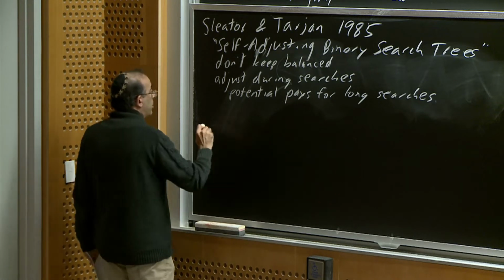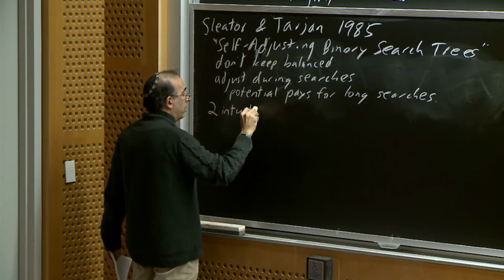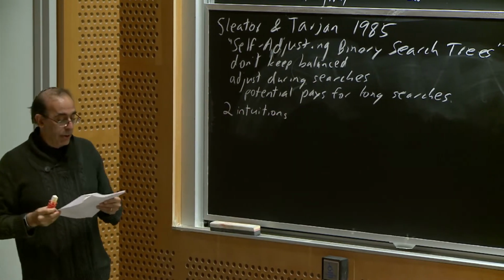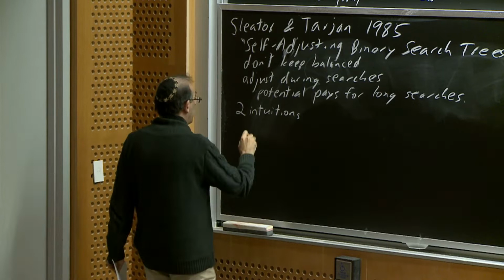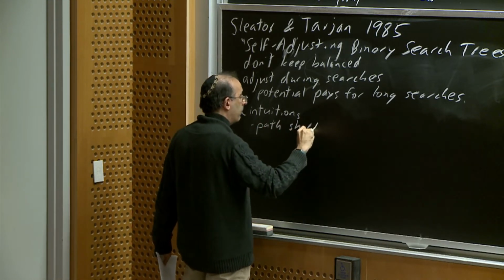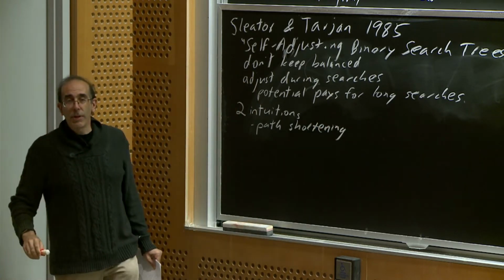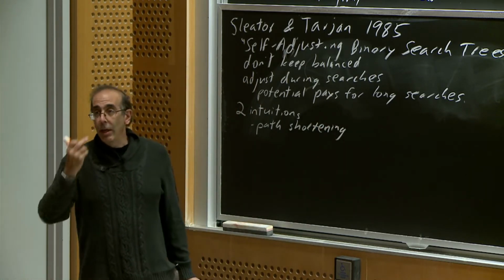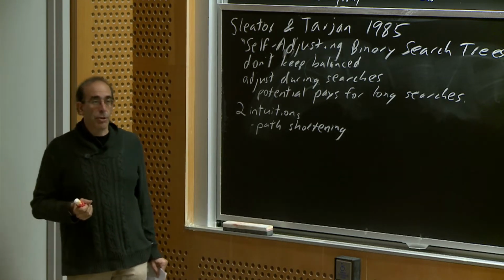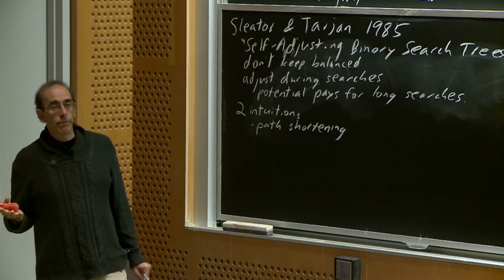And there are two important intuitions or ideas behind this notion of adjustment or of this potential function. One of which is path shortening. So if a search took a really long time, it's because you walked down a really long path of the binary search tree. So what you should do is make that path shorter. Okay.